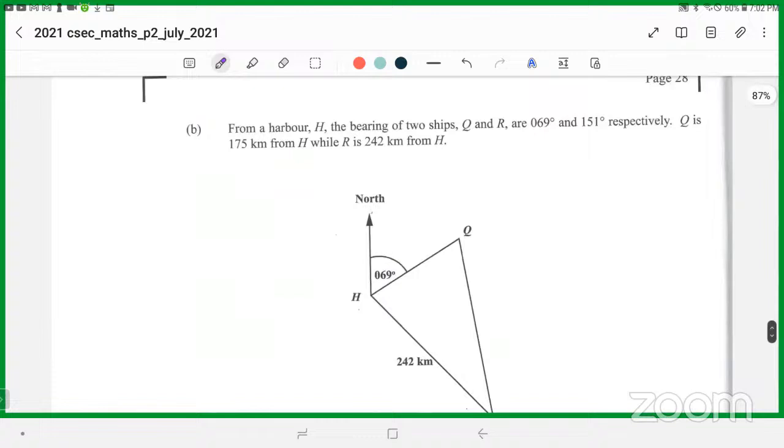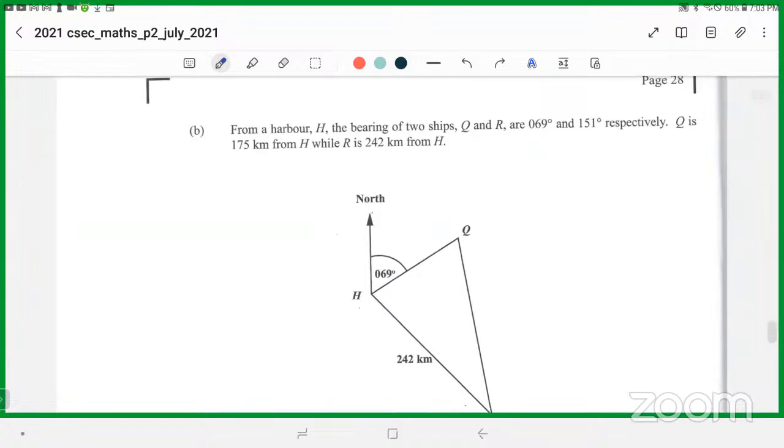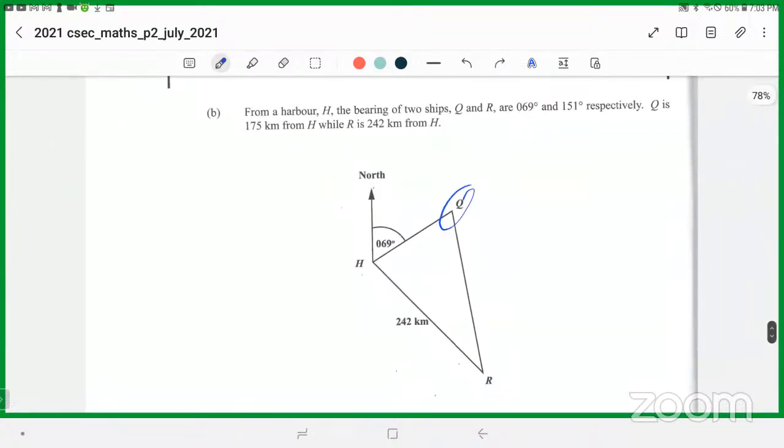Next question says, from a harbor H, which is right here, the bearing of two ships, Q and R, are 069 and 151 respectively. So it means that the angle over here is 151, because it's a bearing from H down to R. So that angle that I'm marking out is 151 degrees, clockwise from the north line.